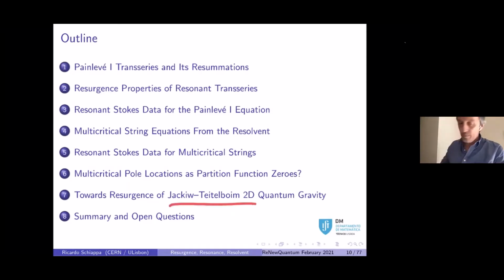And then I hope to tell you how to go, out of these, let's say, finite K constructions, towards the resurgence of Jackiw-Teitelboim 2D quantum gravity. And as I said, in 2 weeks, Paolo Gregori will tell you the opposite story, or well, some details on the opposite story.